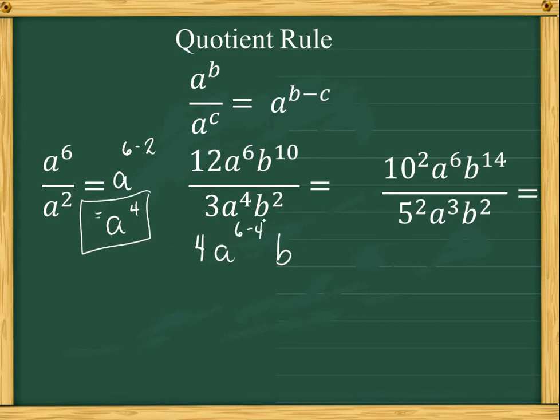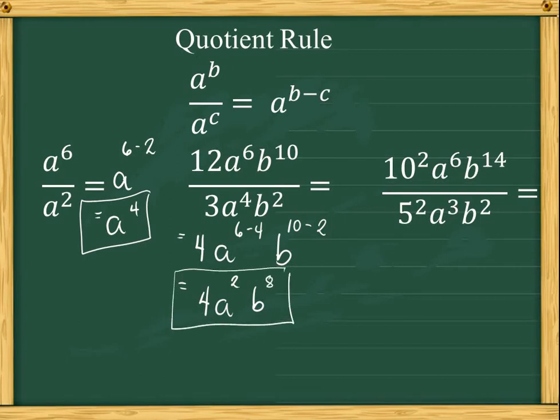There is a b here, there is also a b down here. So, again, since you are dividing and they have the same base, subtract the exponent. So, this is 10 minus 2. Simplifying it further, we have here 4, a raised to 6 minus 4, that is 2, b raised to 10 minus 2, which is 8.